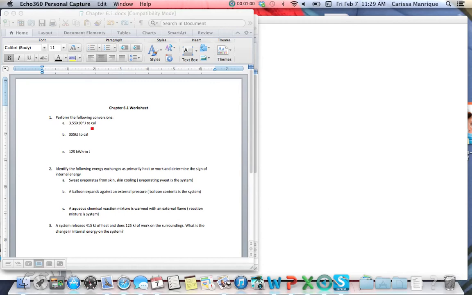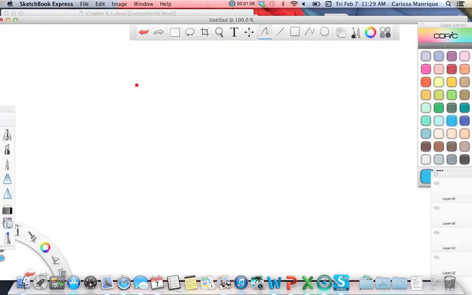The first one I want to do is just one of these conversions right here. We're going to convert from joules to calories. Okay, so we have 3.55 times 10 to the 4th joules, and we want to convert this to calories. First of all, for your conversion you'll use 1 calorie equals 4.814 joules. Okay, so now this conversion is really not too hard.